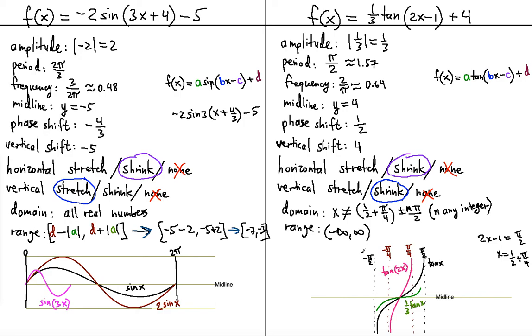So I hope this was a lot of help. I know this has been a lot of information, but I just wanted you to understand how all the key features work, how to use the graphical representation to understand the stretches, horizontal, vertical, etc., the midline, the phase shifts, frequencies, periods, amplitude.